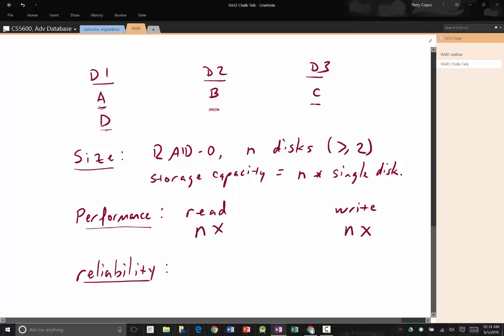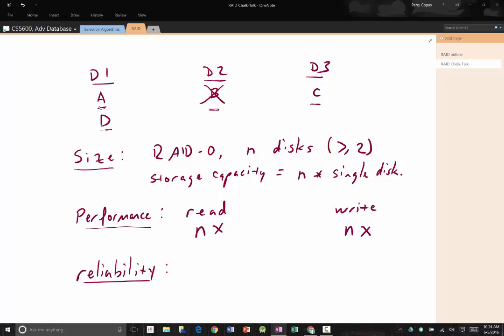Do you see that? Look at our file again. Our file is A, B, C, and D. If any one of these disks goes down, if disk 2 goes down, I lose the data B. The data B doesn't exist anywhere else. There's no way I can get it back. That data's gone. And so therefore, my file is corrupt. So I've lost the file.